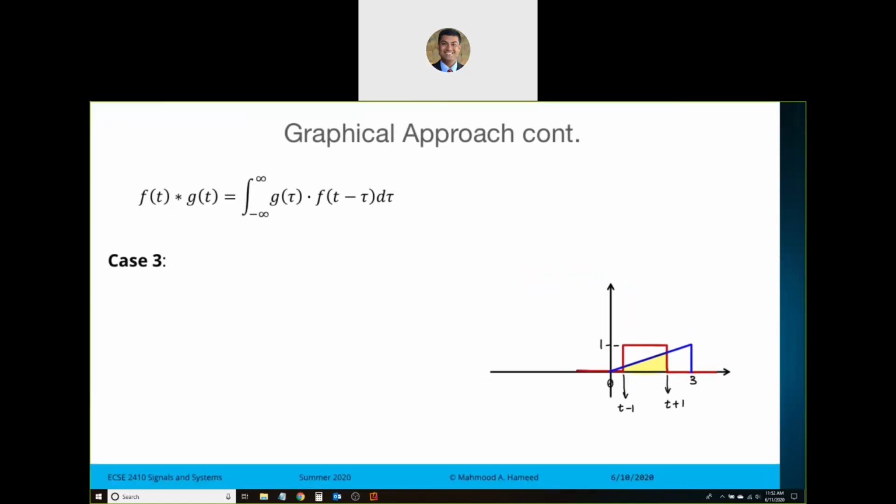For how long will that last? That will last for just 1 second. Because the width of the triangle, the difference is 2 and 3. So this will go from 1 to essentially 2.